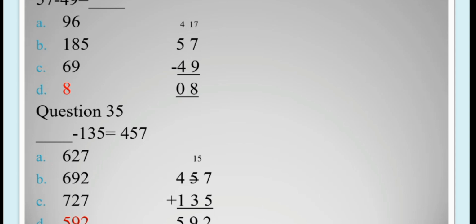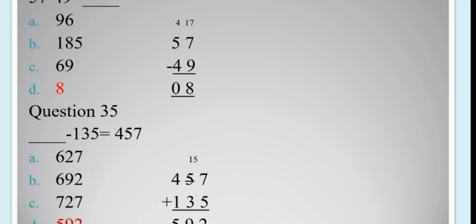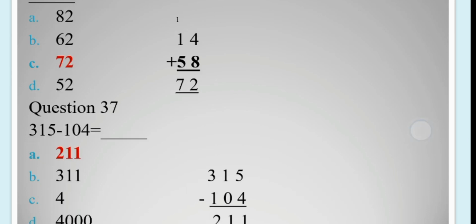In question number 35, the answer is given and you have to find the unknown number from which if we subtract 135, we shall get 457. I have done the work for you. So we add 135 to 457. The answer we get is 592. So we shall take the right option.